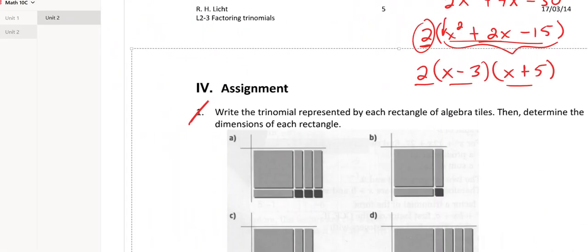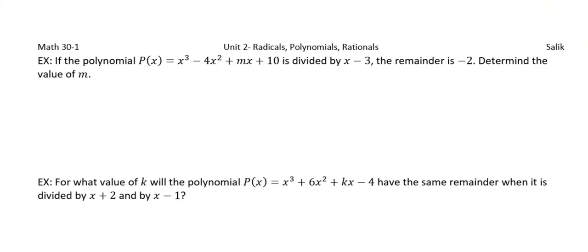Okay, so now just a little twist on these questions. It says if the polynomial p of x is this, and we don't know what the coefficient in front of the x term is, so we just put in m for now. If that's divided by x minus 3, then it tells us the remainder, and it wants us to find that value of m.